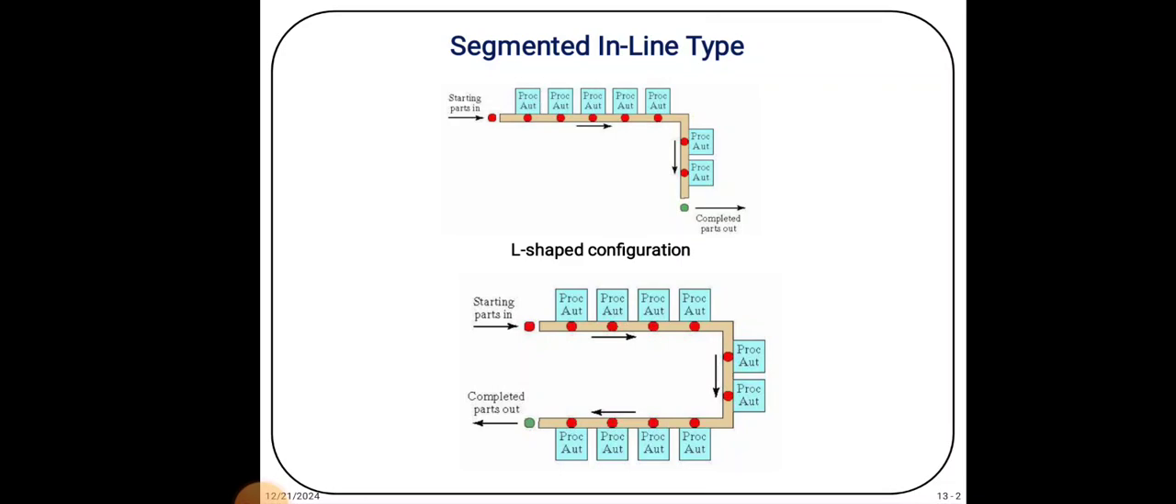Here also the layout design is like a U shape. That is the second type, the U shape layout. Here it works the same way. First of all, the raw material enters the first workstation, where the machining operation is partially completed, then it moves to the next workstation. Finally we get the completed parts out. The green color indicates the completed work part.